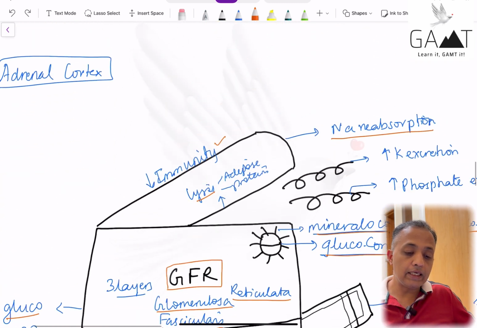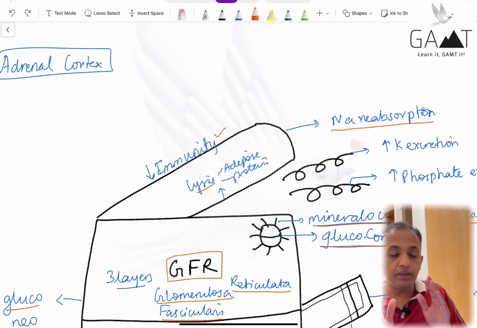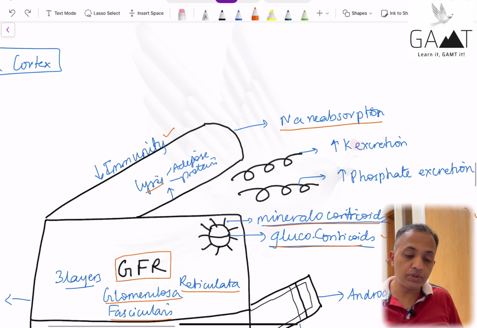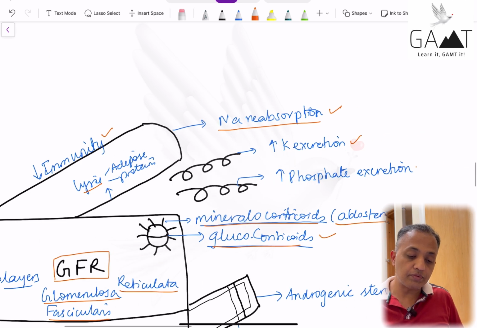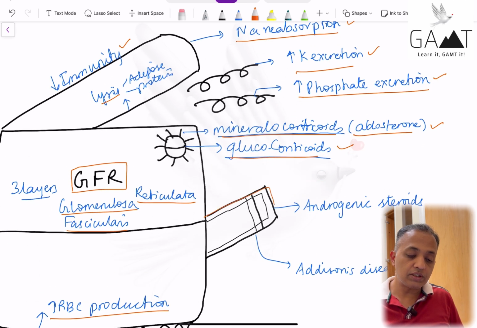So the main actions of the mineralocorticoid are increasing sodium absorption, but it actually excretes potassium and excretes phosphate. It's very important to know this. And you see the tray here that actually catches the paper.